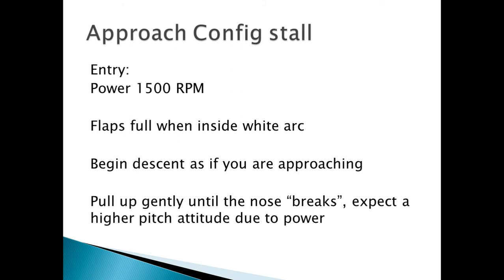The last configuration is a power on approach configuration stall. Basically this simulates you being on approach and inadvertently pitching up with power on. So to enter, power goes to 1500 RPM, and it stays there. Then flaps go to full inside the white arc. And then you begin your descent as if you were approaching.